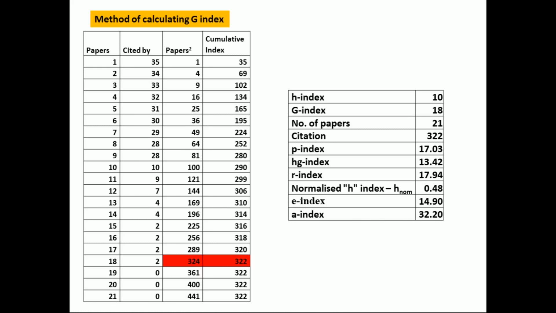There is another table, which indicates H index, G index, number of papers, citations, P index, HG index, all these things. H index is 10, G index is 18. Number of papers, you can have 21. Total citations, you can find something like 322. And I'm having a P index, HG index. So you can find the difference of the other indexes over the H index. So I can say the G index must be greater than the H index. Naturally, it may be. Similarly, P index, HG, all the other indexes are more than that.